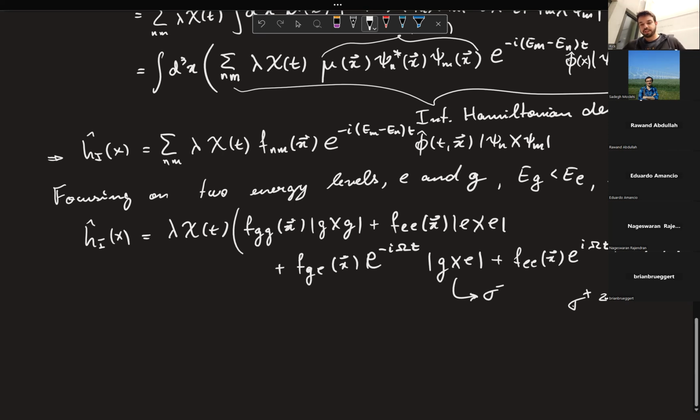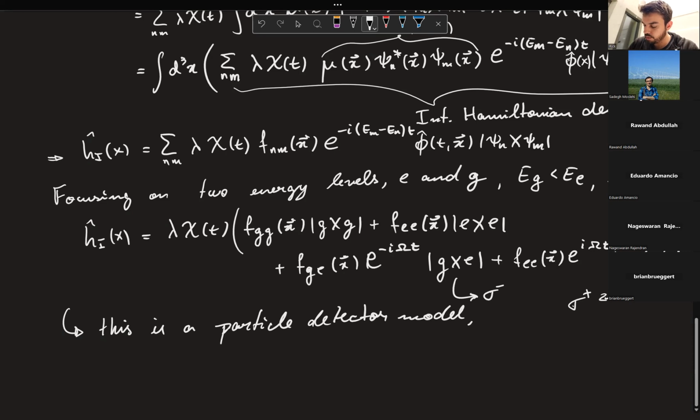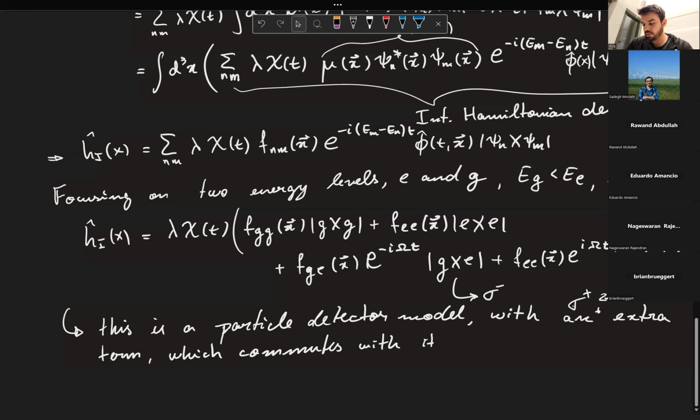So the idea here is that we recover the particle detector model. So basically, this is a particle detector model with an extra term which commutes with its free Hamiltonian.